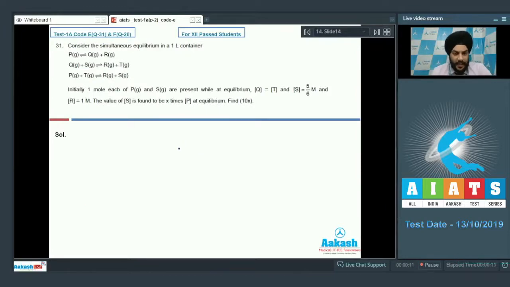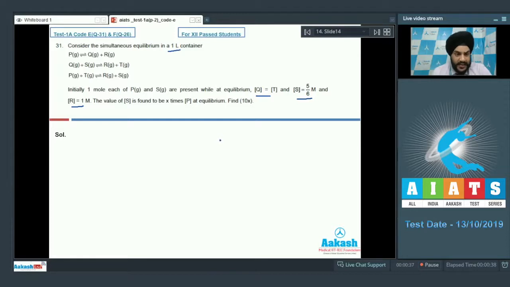So consider the simultaneous equilibrium in a 1 liter container. So we have 3 reactions. It is mentioned to us that initially 1 mole each of P and S are present, while at equilibrium, the concentration of Q is equal to T and the concentration of S is equal to 5 by 6 molar and the concentration of R is equal to 1 molar. The value of S is found to be X times the concentration of P at equilibrium. We have to comment on the value of 10x.